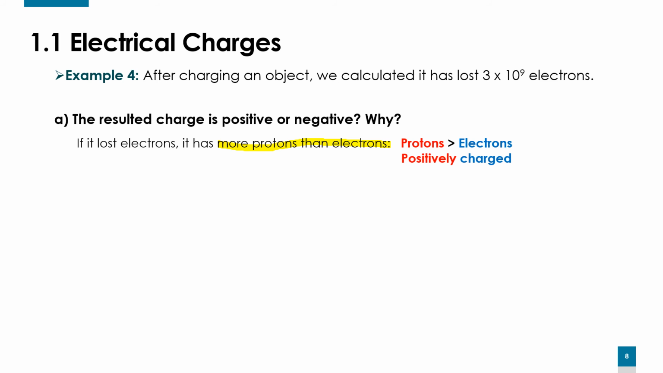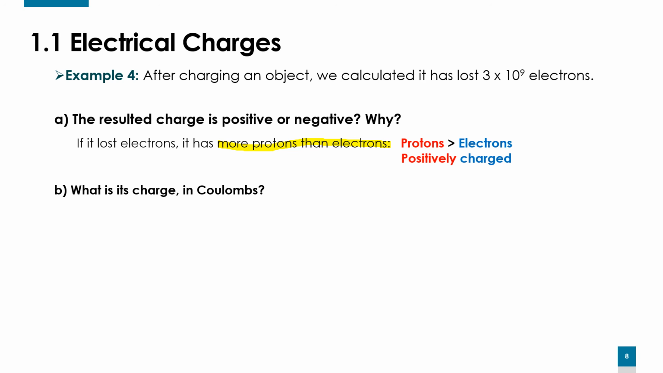So, answer to this question. Is the resulting charge positive or negative? Why? It's positively charged. Why? Because I have more protons than electrons, since I lost electrons. Okay? Easy? Okay. Now let's do some math.